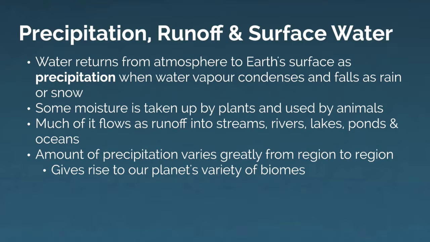Next, let's move on to precipitation, runoff, and surface water. Water returns from the atmosphere to the Earth's surface as precipitation when water vapor condenses and falls as rain or snow. This moisture may be taken up by plants and used by animals, but much of it flows as runoff into streams, rivers, lakes, ponds, and oceans. The amount of precipitation varies greatly from region to region, helping give rise to our planet's variety of biomes.